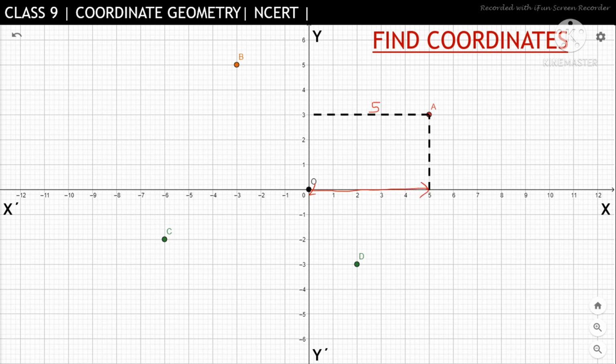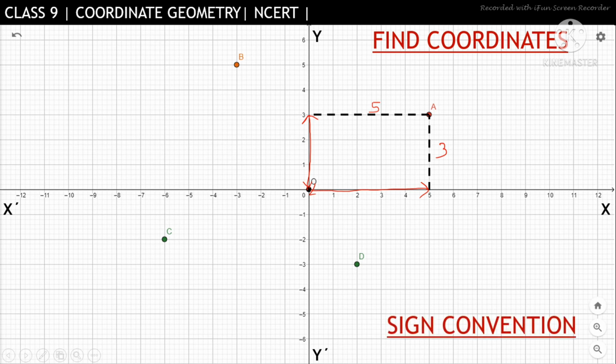So along the x-axis, what is the distance you are finding? Remember, the position of A from the y-axis is nothing but the distance along the x-axis. Similarly, the distance of A from the x-axis, along the y-axis, we can see here is 3 units. Now already we have seen how we write the coordinates of a point. First the x coordinate, we'll use the sign convention: 5, 3, because both are positive in the first quadrant. So 5 is the x coordinate and 3 is the y coordinate.